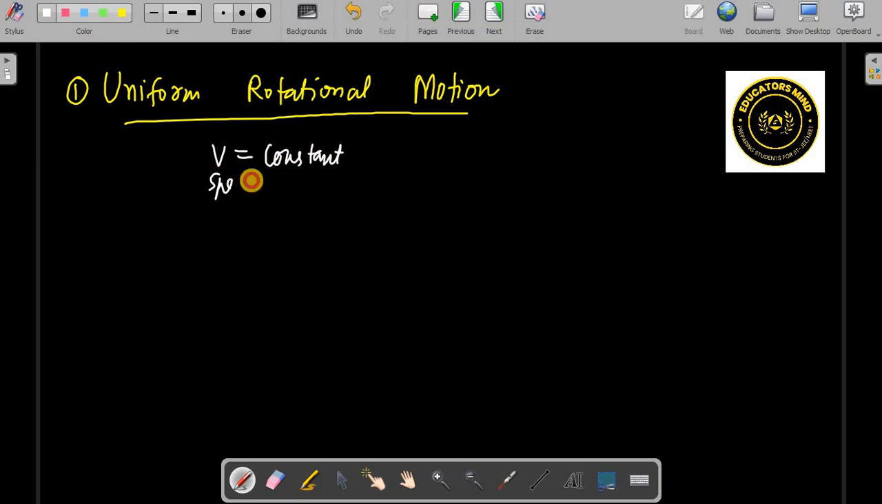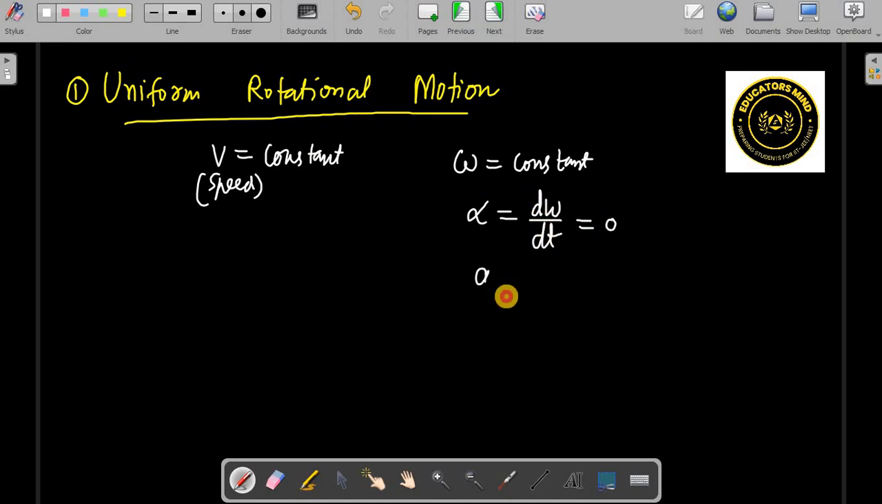This is the speed, or angular speed omega, will be constant, right? Angular speed constant. So there is no angular acceleration, d omega by dt, this is going to be 0. Tangential acceleration, which is the rate of change of speed, or which is r into alpha, this is also going to be 0, right? All these things will be there.